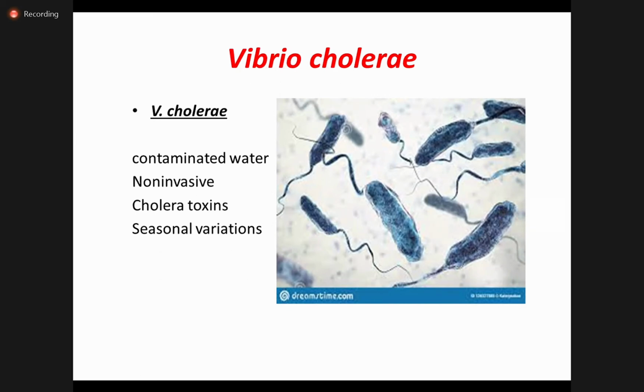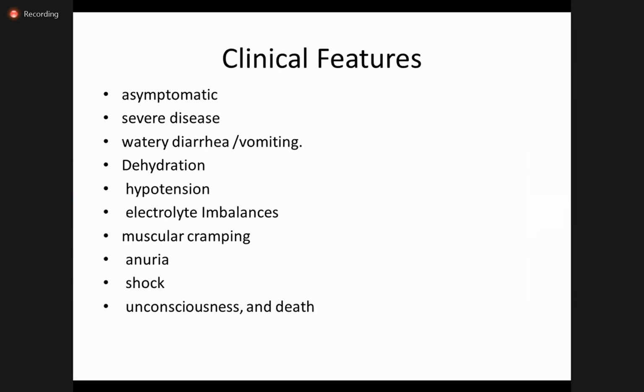And it produces cholera toxins that are very, very important in causing the pathogenesis, and it is epidemically present. Like it is not found normally throughout the year. There is a seasonal variation. It comes in a specific season. Clinical features: usually it is asymptomatic, but in case of severe disease, there's vomiting, diarrhea, dehydration, electrolyte imbalance, muscle cramps. If the patient is not treated properly, then it will cause shock, unconsciousness and death.